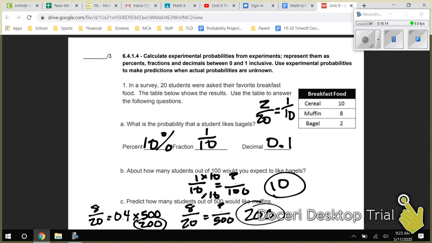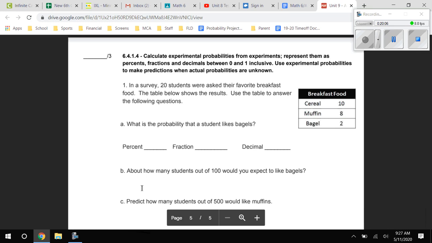So again, you do not have to turn in the Unit 9 test. This is just meant for you to be able to go over it so you could reflect on it and see kind of how you did. If you have any questions to that, feel free to ask.